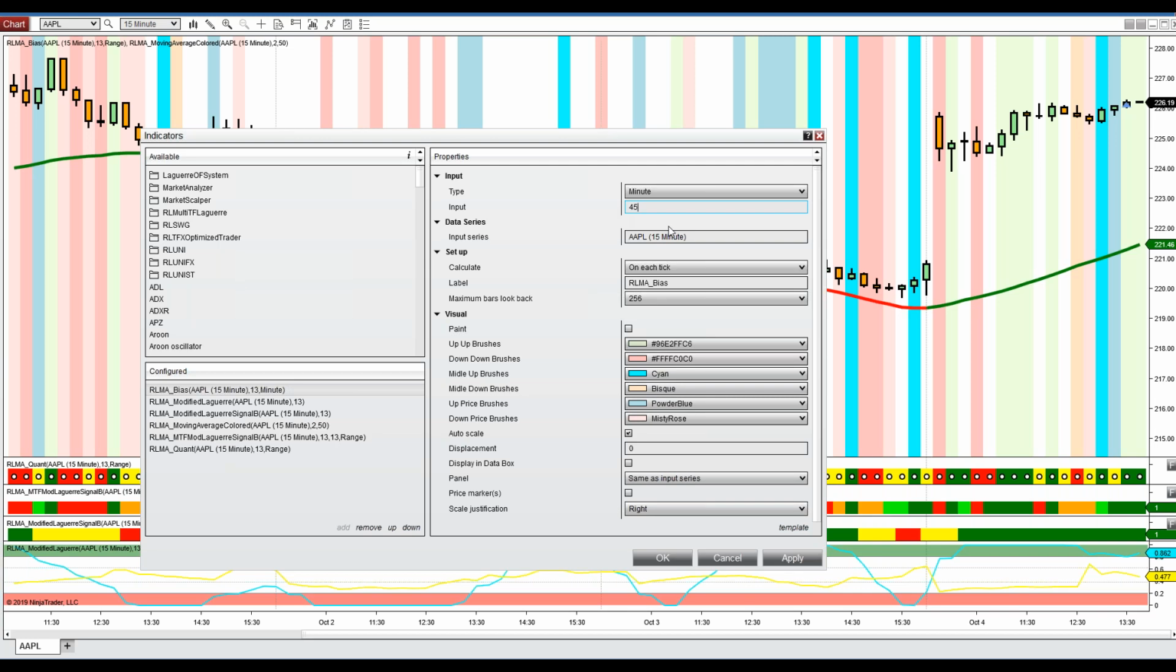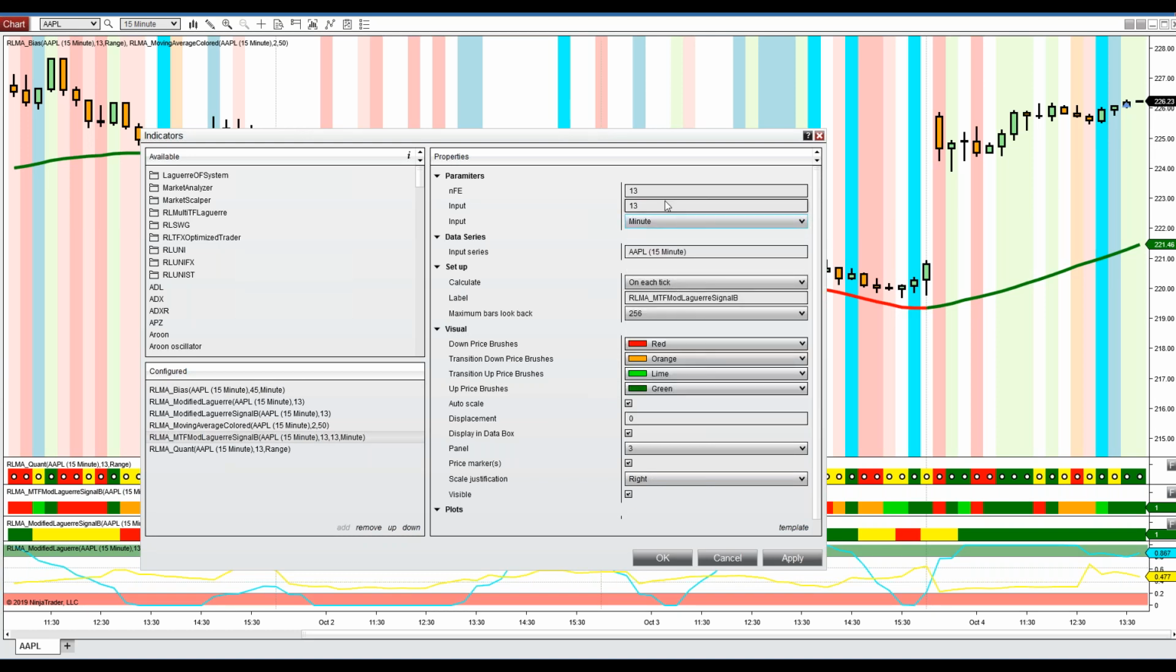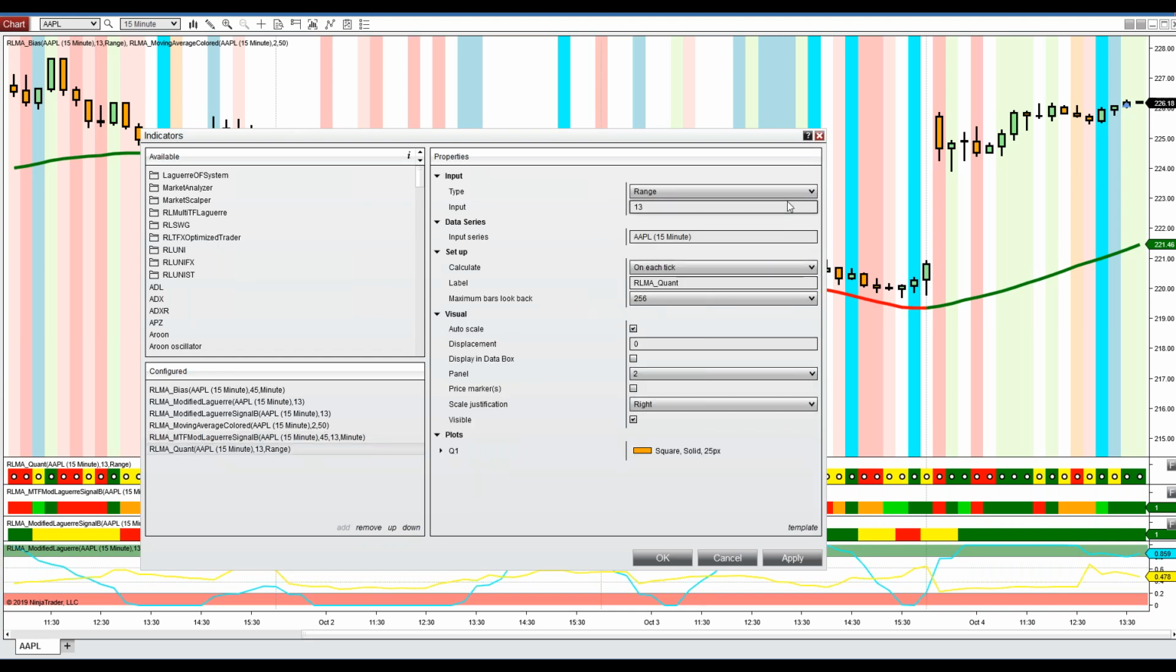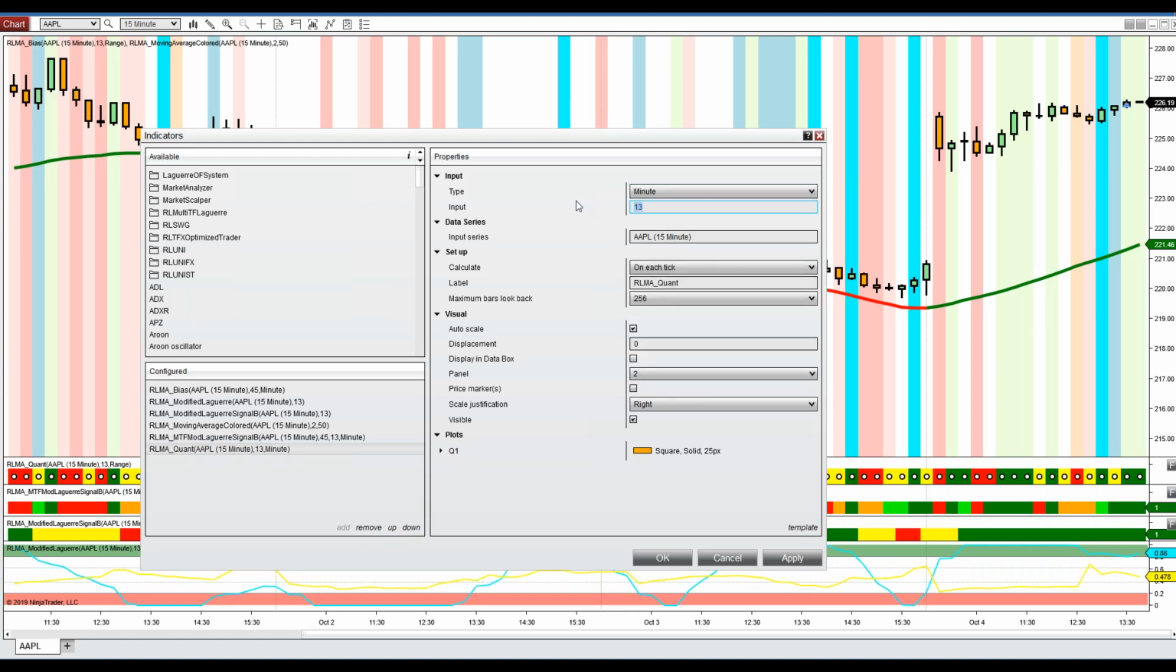You have to go 3 time frames higher. On the MTF Laguerre, you've got to change this to minutes, and you've got to change this to 45. And your quant, which is measuring money flow, also has to go to time, minutes, and go to 45. It will pick up the higher time frame. You're putting in the next higher time frame. 3 times 15, 45.